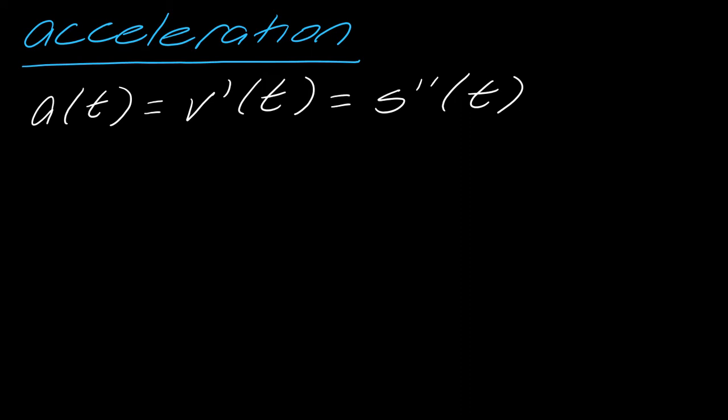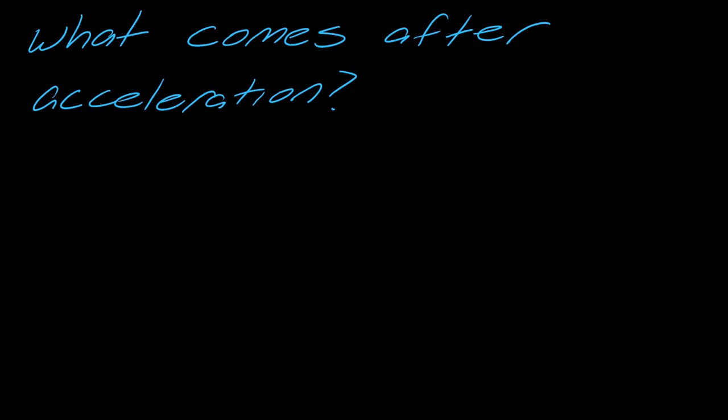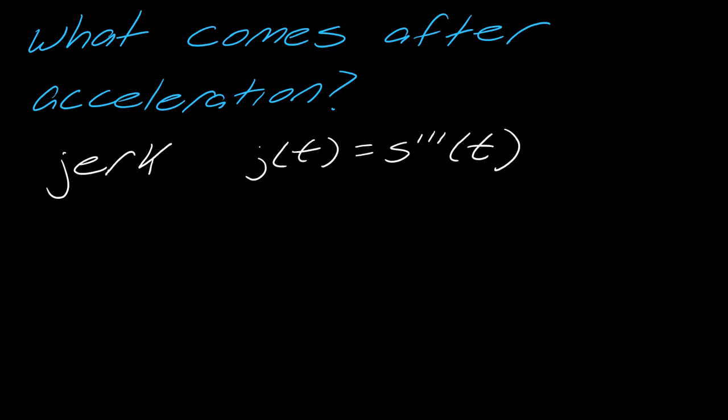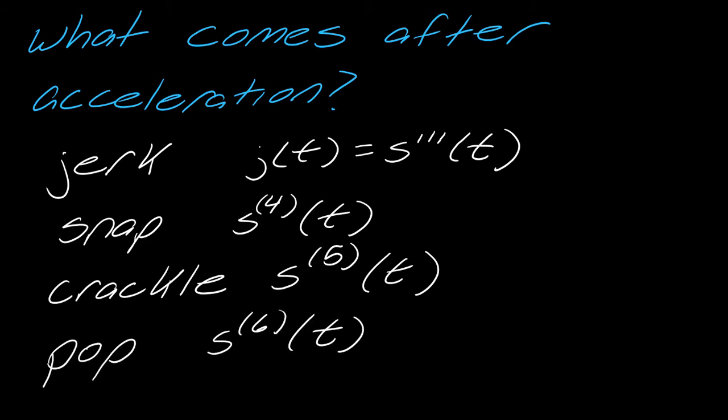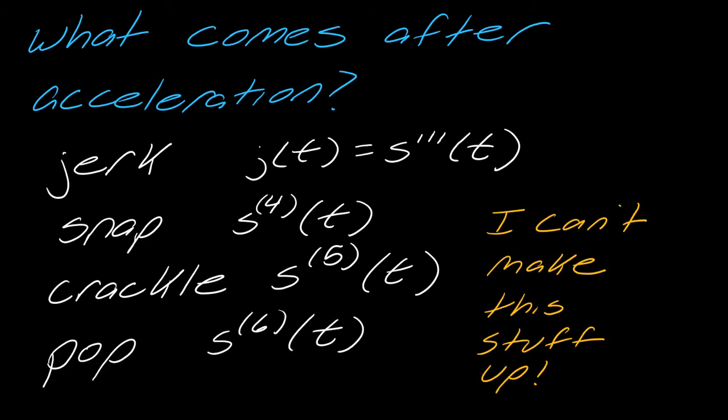Now, just for funsies here, what comes after acceleration, right? So we've got the first derivative is velocity, the second derivative is acceleration. What comes next? It's what's known as jerk. Jerk is the third derivative of position. And then after that, we get snap, crackle, and pop. I can't make this stuff up, guys. That's what that's really called.